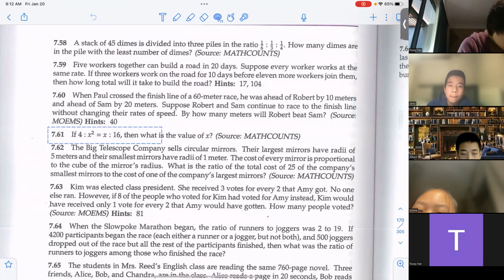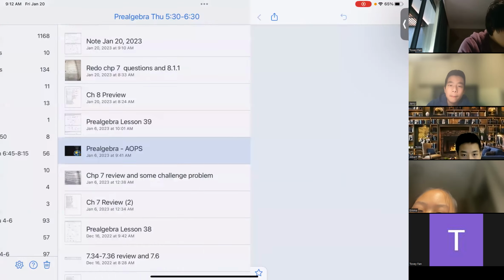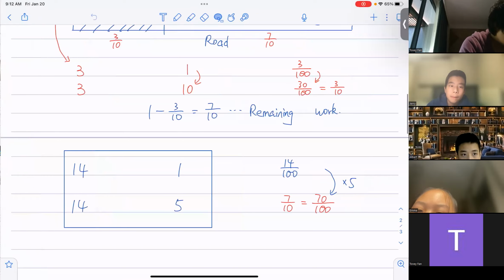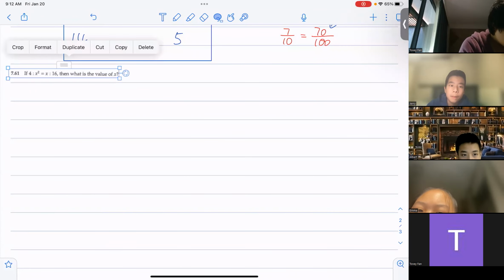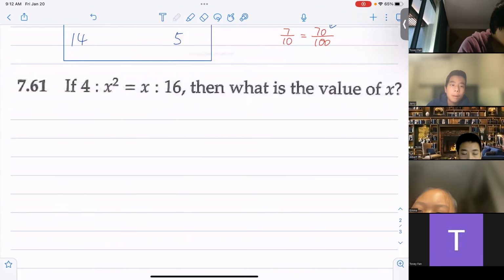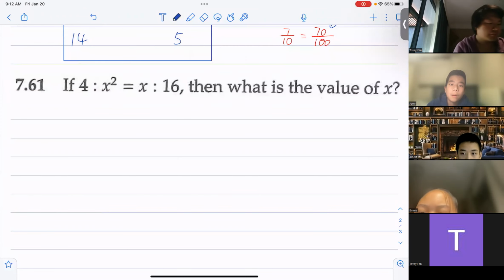Okay, maybe we can do this algebra question first. It's much shorter. Okay. Equation is given. Any idea?